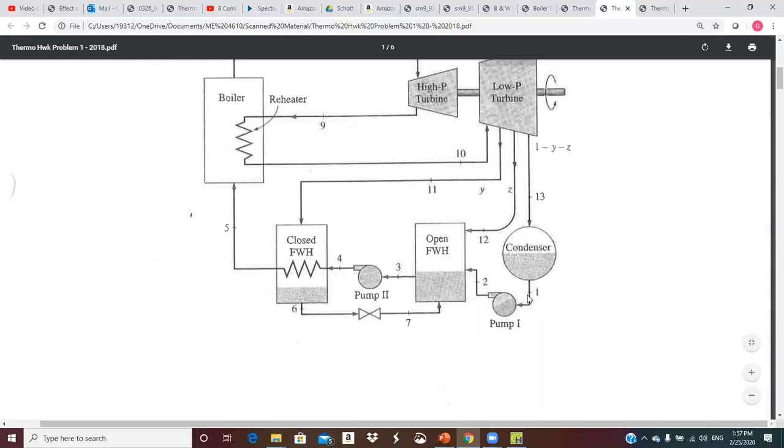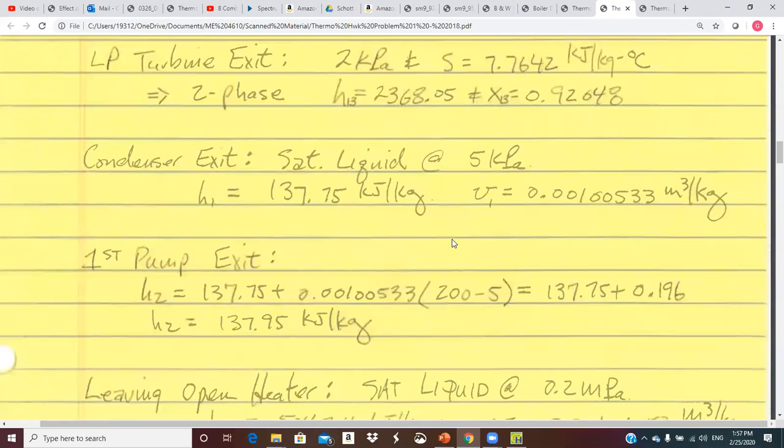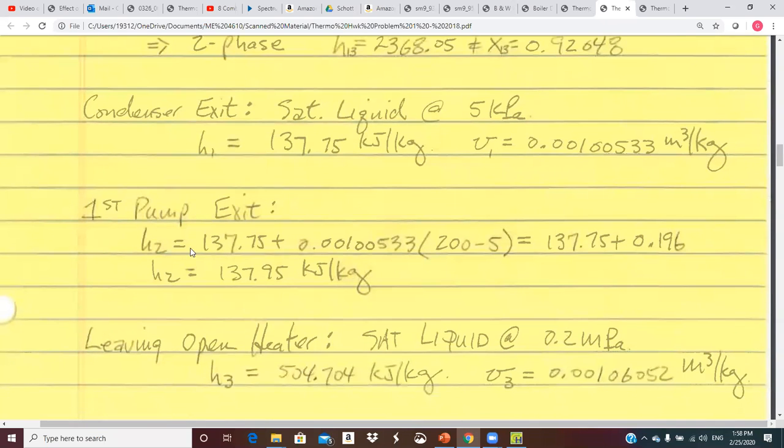Okay, so this is going to be usually a saturated liquid state at this low pressure, and then we'll head through the pumps and the feed water heaters and all that good stuff. Okay, so there's your condenser exit, saturated liquid at 5 kPa. And there's an enthalpy. And we're going to use this specific volume for the pump work to do the pump trick so we can get the exit state out of the pump.